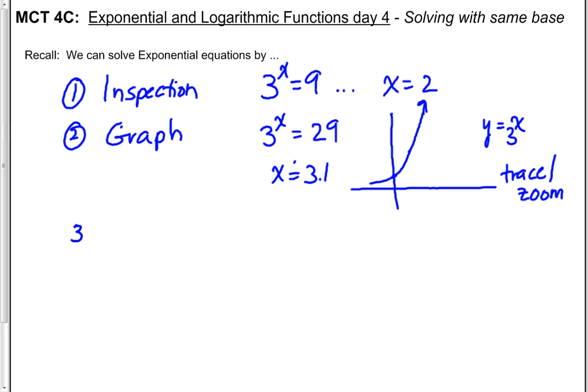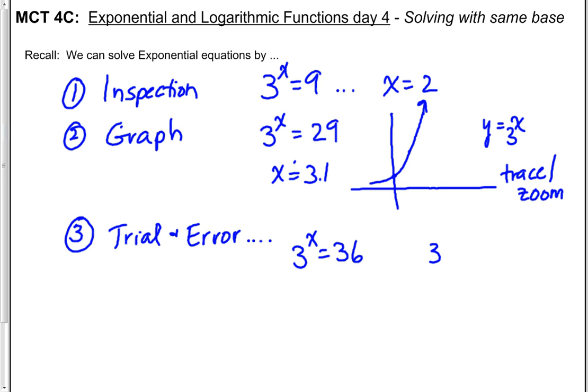Third is we can do trial and error. So if 3 to the x equals 36, we can say, all right, I know 3 cubed is 27, and 3 to the power of 4 is 81. So it's definitely between 3 and 4 and closer to 3. And so we can guess away till we get to the right answer. It's kind of similar to inspection and not the best method.